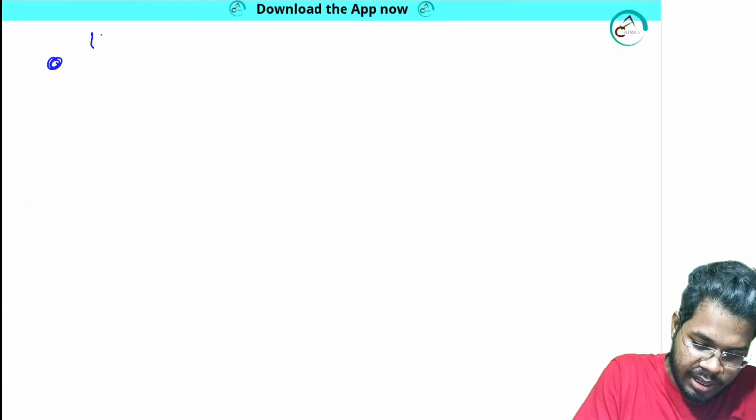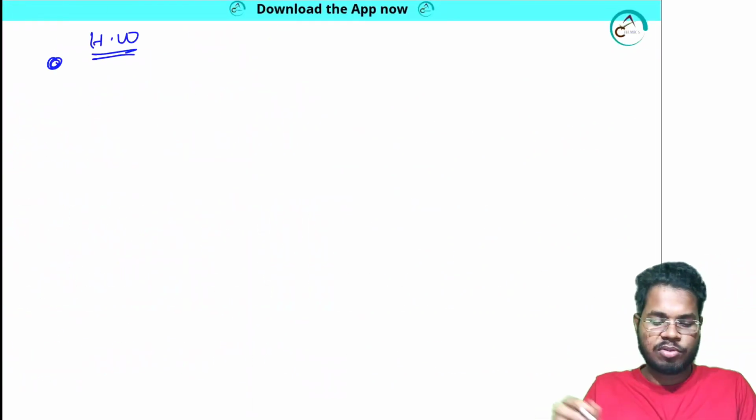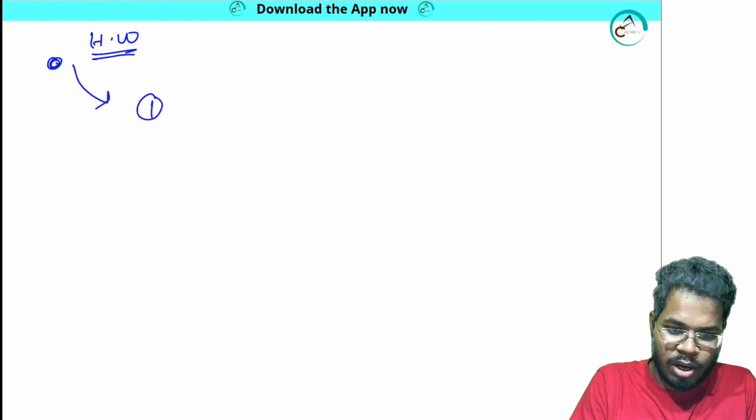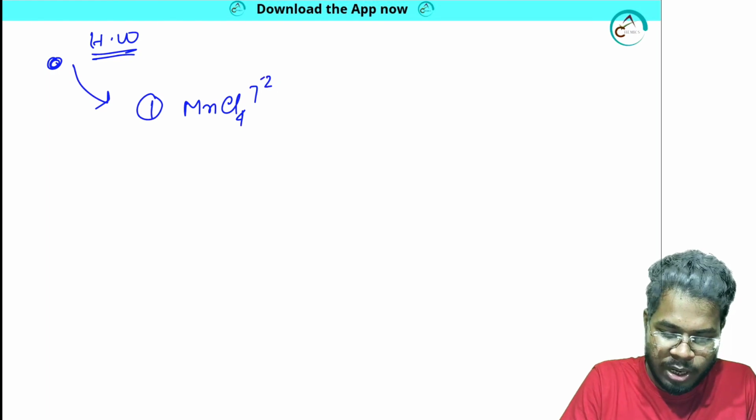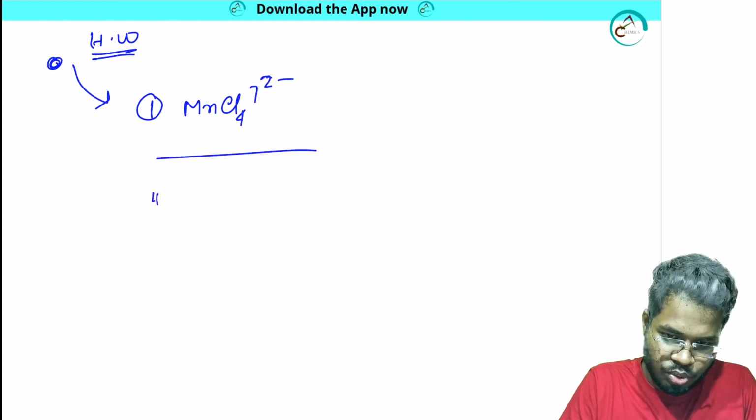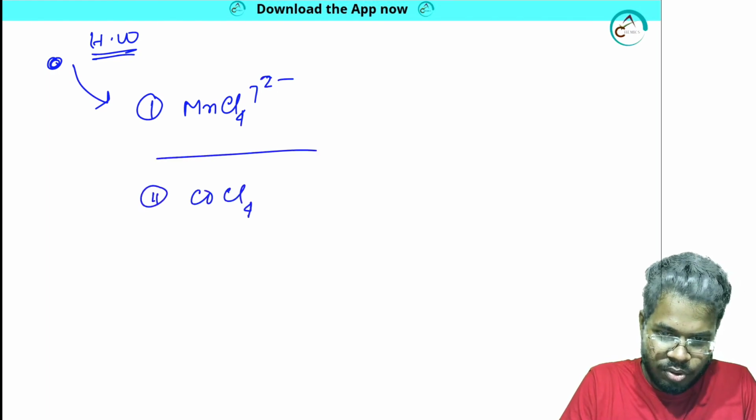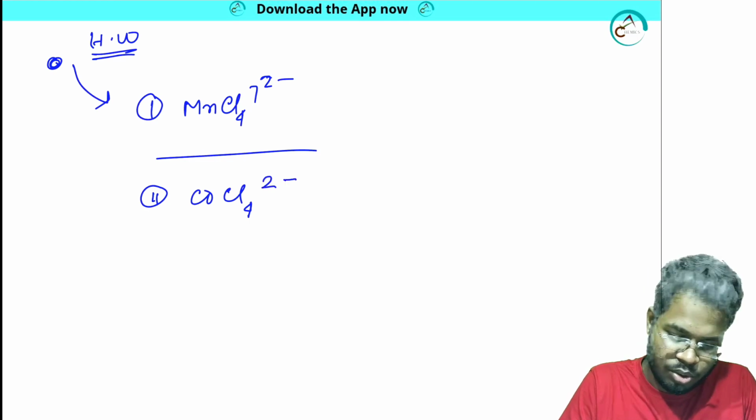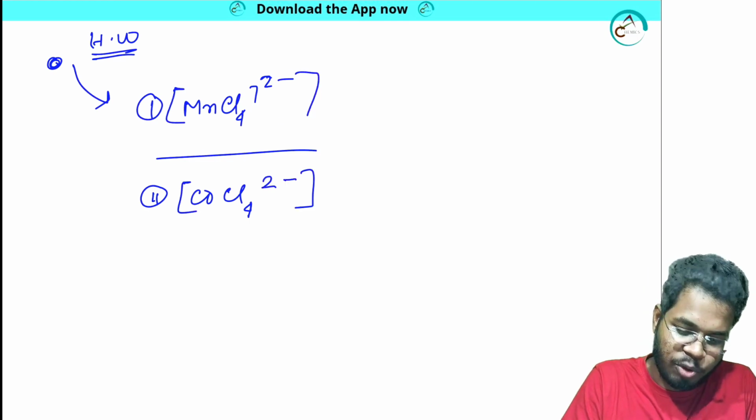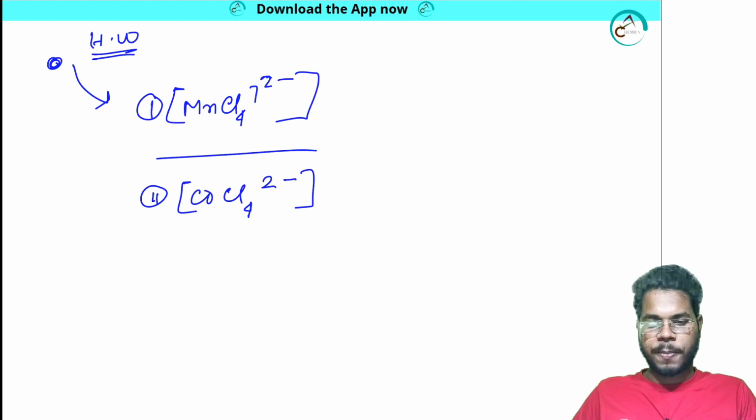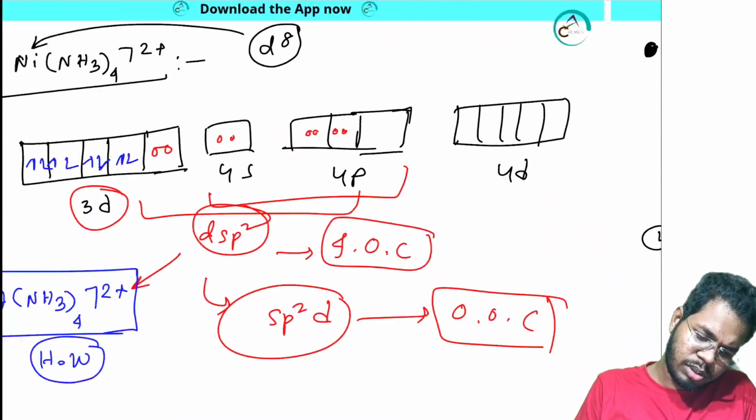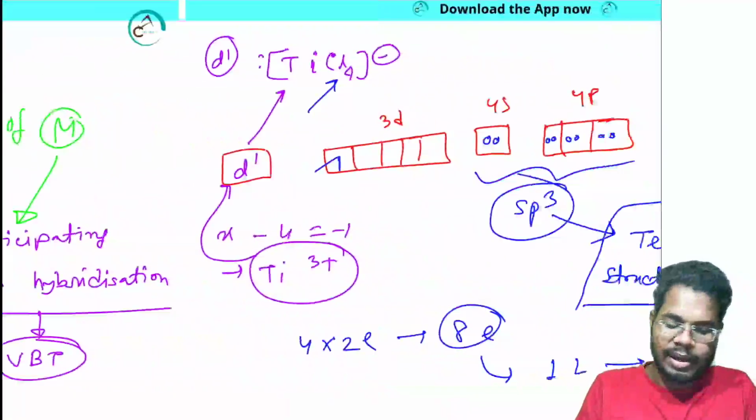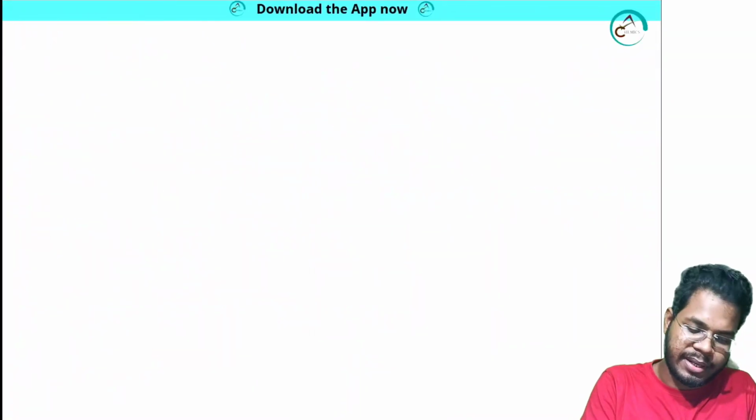So do one thing, calculate one example. Again I am giving you some hard work: MnCl4 2 minus, and another one is CoCl4 2 minus. So solve these two and upload in the group. Okay, so that's all for today about these 3 different systems for VBT.